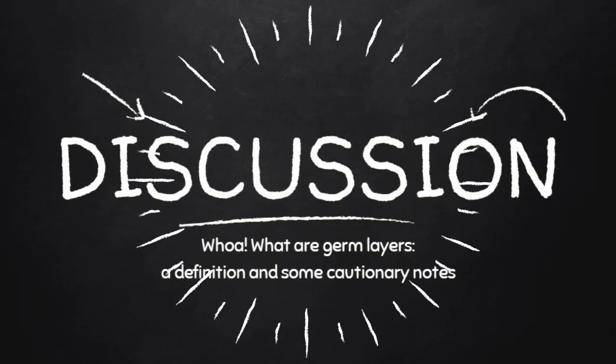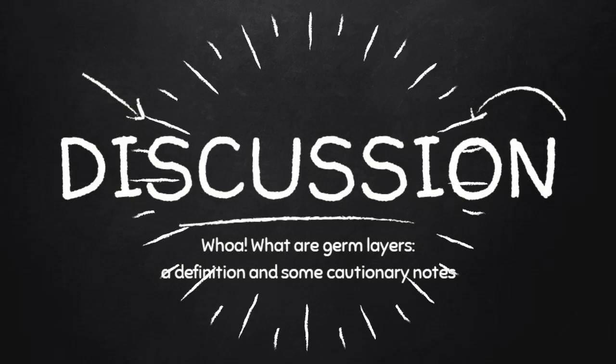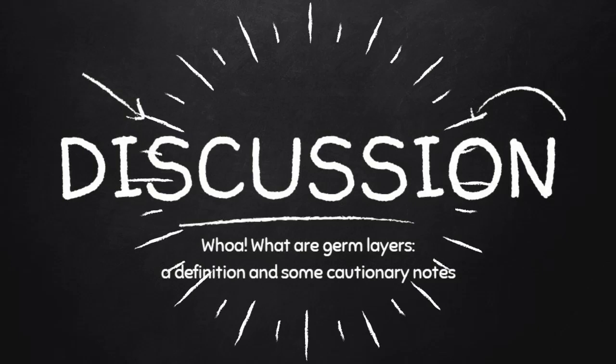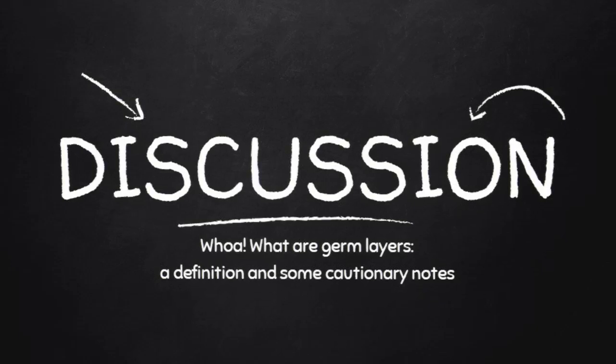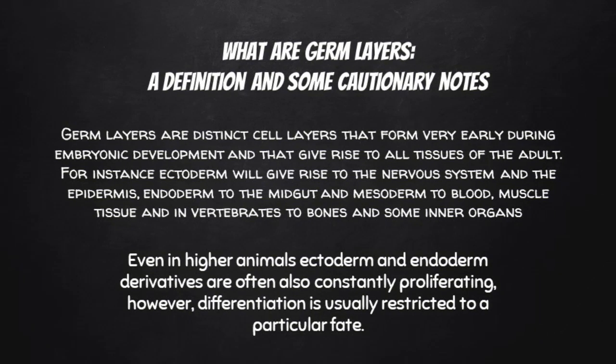Now we move to the part of the discussion. The discussion covers what germ layers are, as a definition, and some cautionary notes. Germ layers are distinct cell layers that form very early during embryonic development and that give rise to all tissues of the adult. For instance, ectoderm will give rise to the nervous system and the epidermis.